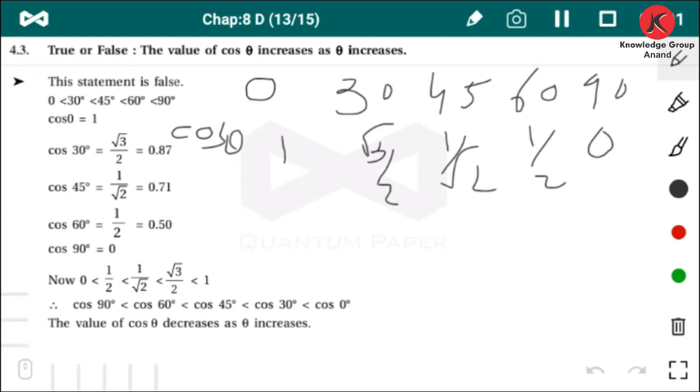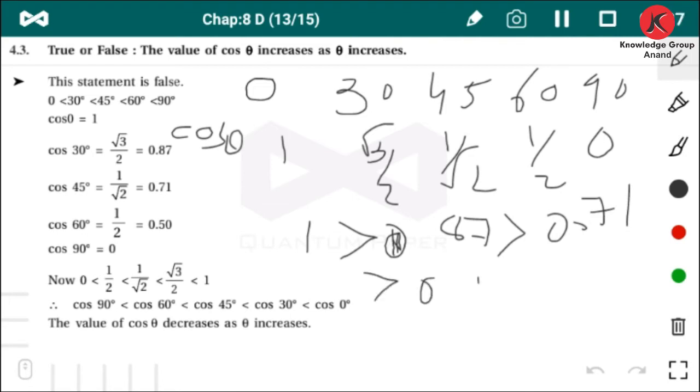Here cos 0 is equal to 1. Then 1 is greater than root 3 by 2, which is 0.87. 1 is greater than 0.87. 0.87 is greater than 1 upon root 2, which is 0.71. 0.71 is greater than 1/2, 0.5. 0.5 is greater than 0. Otherwise, you can write in descending order.